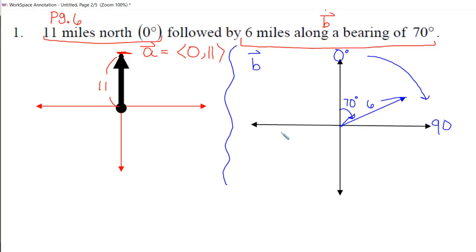Now, in order for us to do this, we're going to have to do our regular thing here. We're going to drop our perpendicular line. Now, here's the thing: your calculator does not have a bearing mode. You're going to have to just do your regular method here. So this right here is 20 degrees, since the whole square right there is 90 degrees.